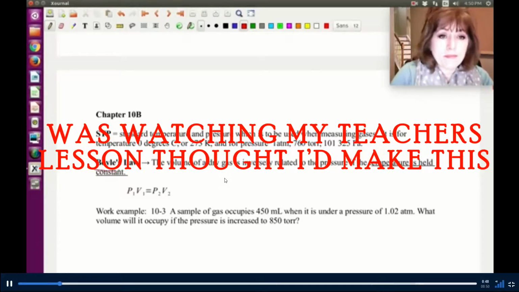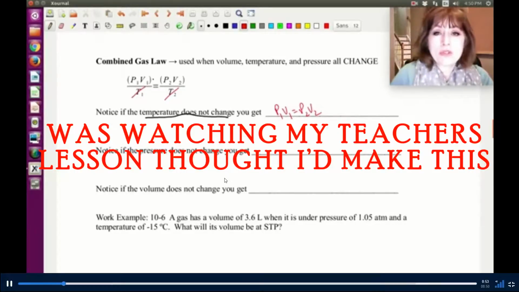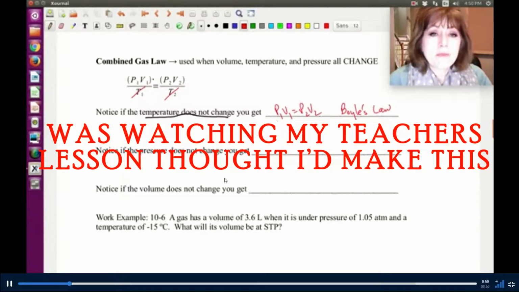Boyle's law. And so that shows you that Boyle's law is in there. And now, what if the temperature does change?